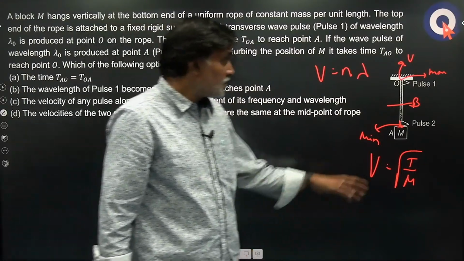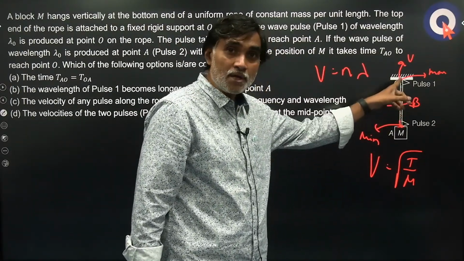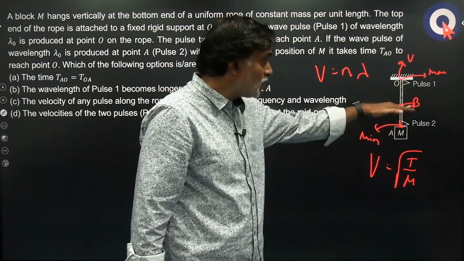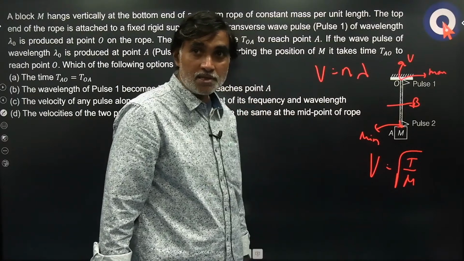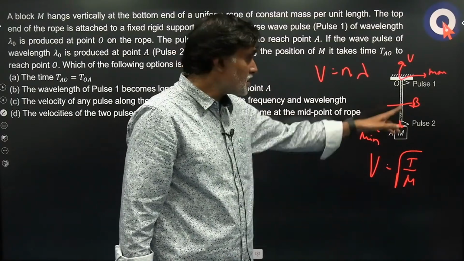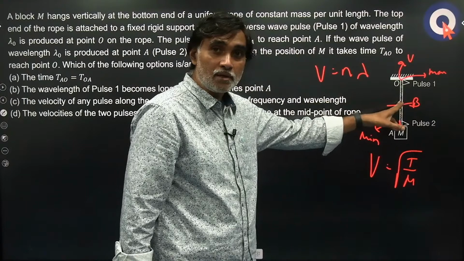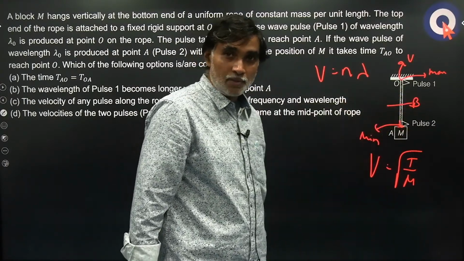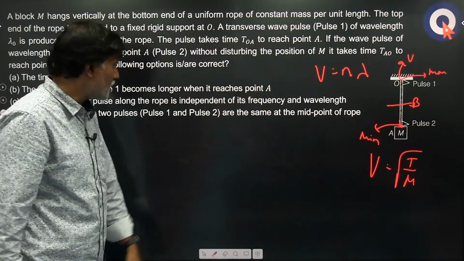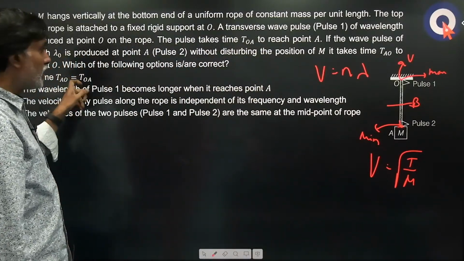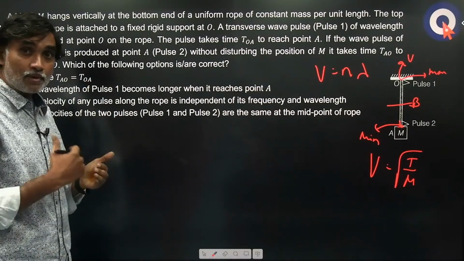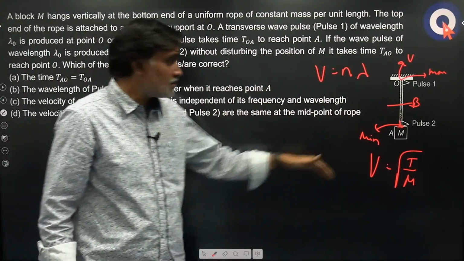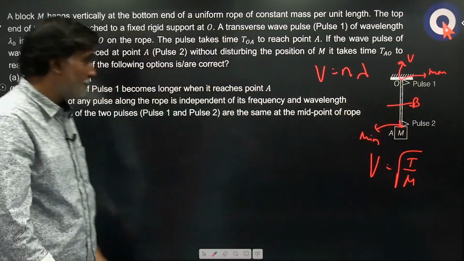No, because for this half it is traveling faster when compared to this. So they will cross below B. This pulse will cross the midpoint quicker when compared to this pulse. So they will meet below B. But that question they did not ask. T_AO equal to T_OA is correct. But will they pass at the midpoint? No, they will pass below the midpoint.